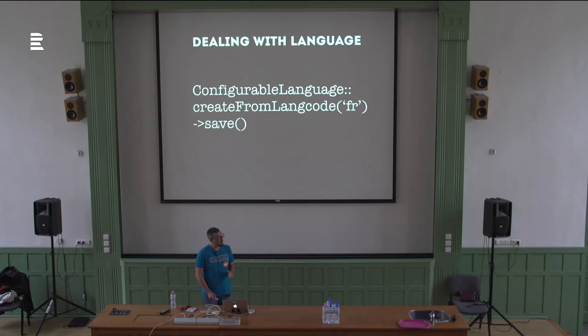Drupal includes 95 standard languages you can pick from, so if you want to add a new language to your site, you can create them from the lang code, and you would get these standard languages. With creating from lang code, fr will create French on your system after you save it, and it will have the proper label. It will know that it's left to right, anything. If you want to create your custom languages with your custom lang code, because maybe you are using different locales, you can just call the configurable language constructor and save the object that you get from there, as with any other config entity.